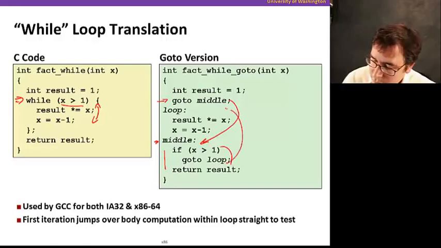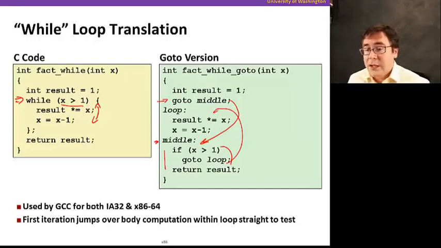And if so, it jumps to loop and it keeps going. Okay? So the way to think about this, the first iteration jumps over the loop body because we don't want to execute it unless the expression holds, unless the expression for the loop evaluates to true.